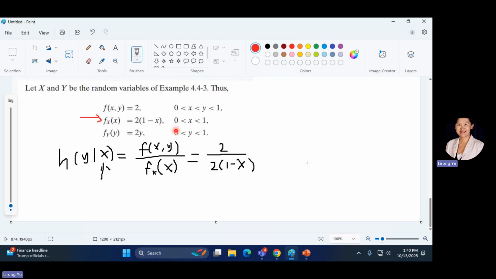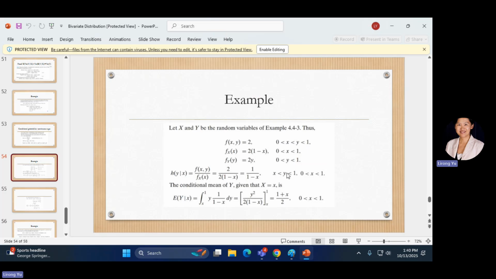And they should satisfy the same condition. I think it's 0 less than x less than y. Any question? Because we did that division, we still have those variables in there, so the variables should be both x and y. That's the distribution.